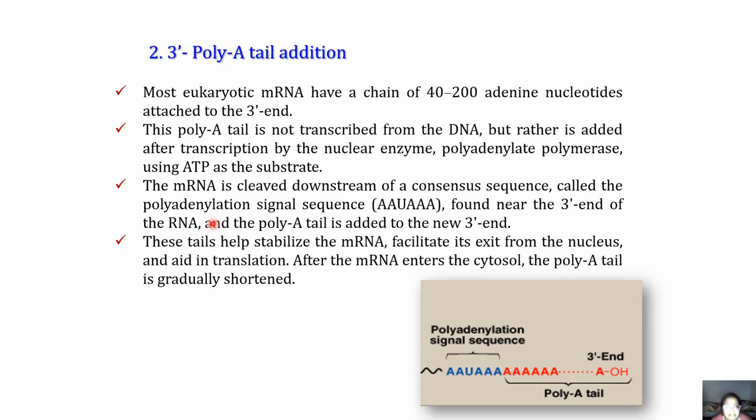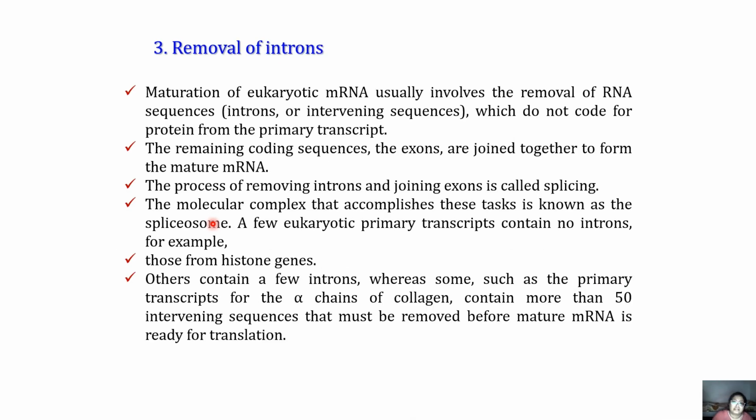The mRNA is cleaved downstream of a consensus sequence called the polyadenylation signal sequence, AAUAAA, found near the 3' end of the RNA, and the poly A tail is added to the new 3' end. These tails help stabilize the mRNA, facilitate its exit from the nucleus, and aid in translation. After the mRNA enters the cytosol, the poly A tail is gradually shortened.